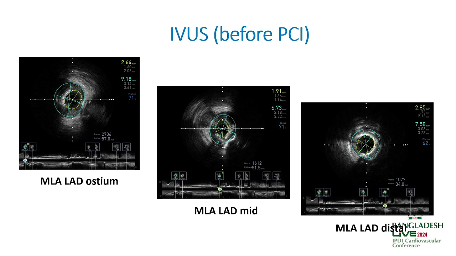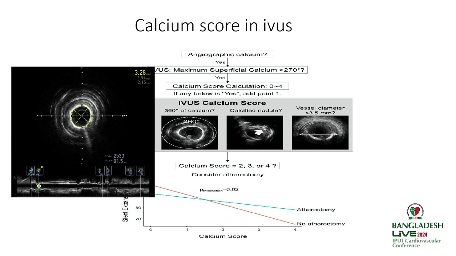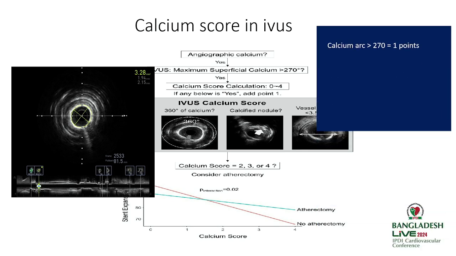Here it showed the LAD ostium MLA was 2.64 millimeter square, and there was significant plaque burden also in the mid and distal part. If we think about the calcium scoring system in IVUS, in my case, the patient had 3 points out of 4, because the patient's calcium arc was more than 270 degrees, calcium length was more than 5 millimeter, and vessel diameter was less than 3.5.